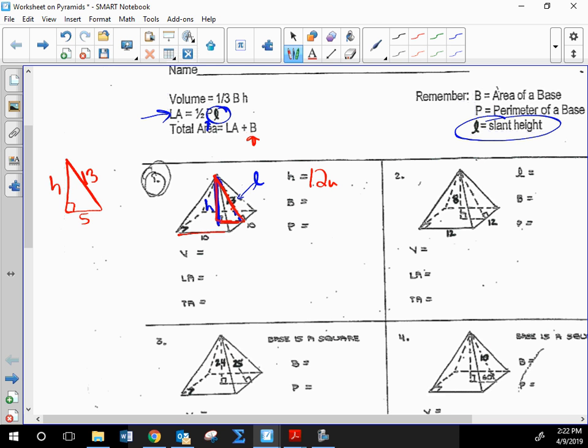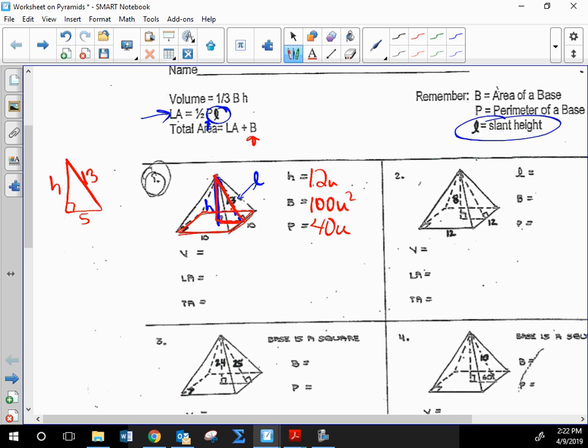Okay. So now, area of our base. What shape is my base? Square. So my area is 100 units squared. We're still looking at our base for the perimeter. What would my perimeter be? 40 units. Okay, then let's pause there. Do we have any questions on our height, our area of our base, or our perimeter?